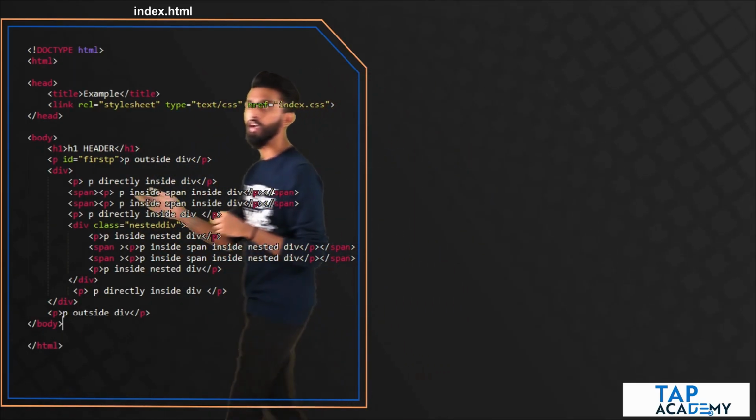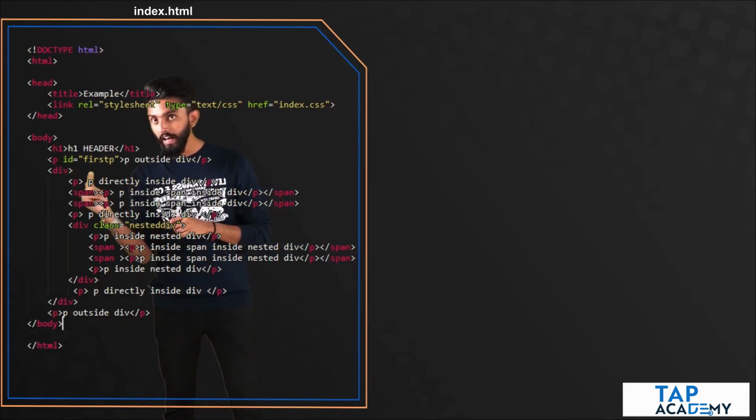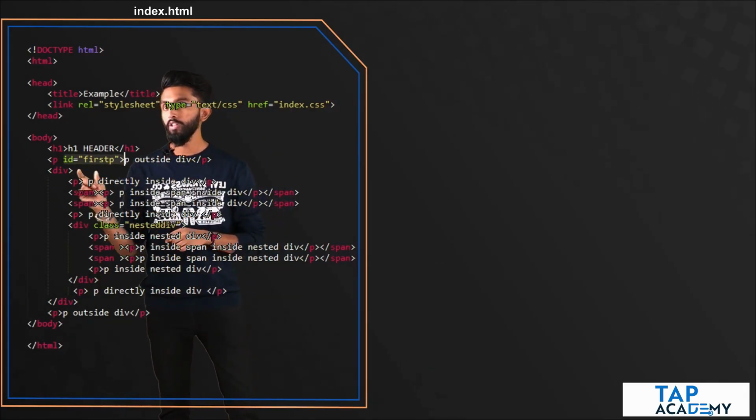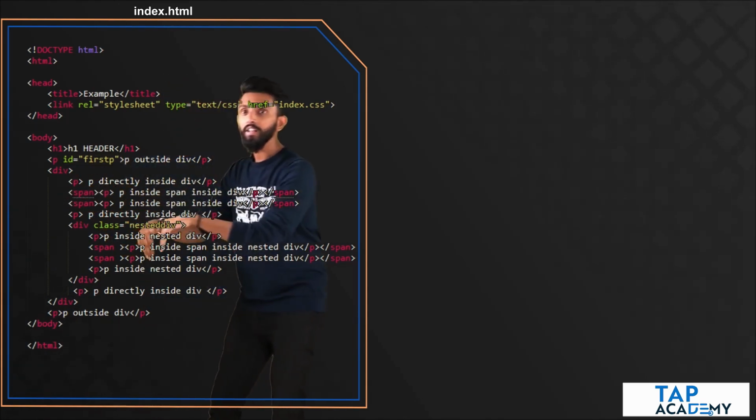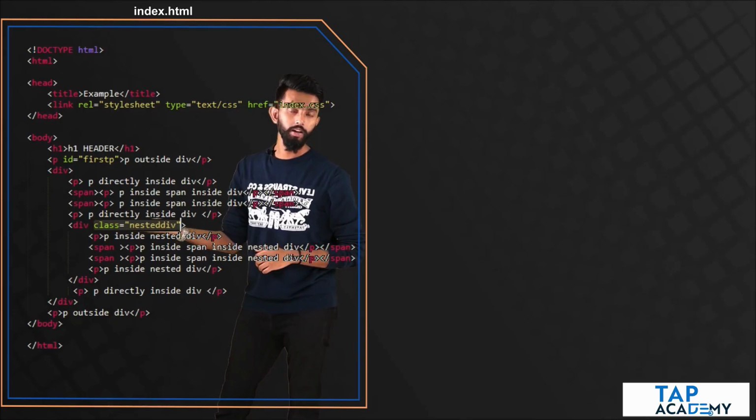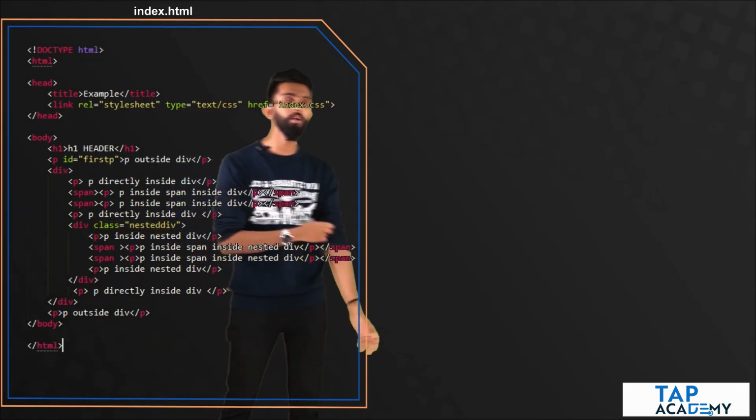Also, if you notice, for this p tag an ID has been provided. For this div tag there is no ID. But for the div tag inside the div tag, a class has been provided. So these are a few things I want you to keep in mind.